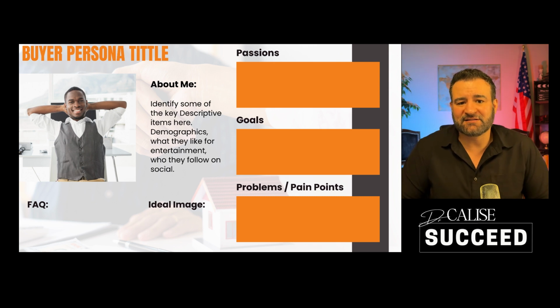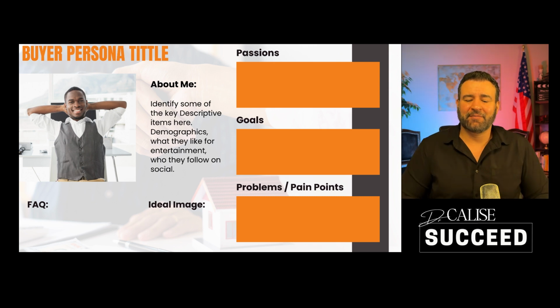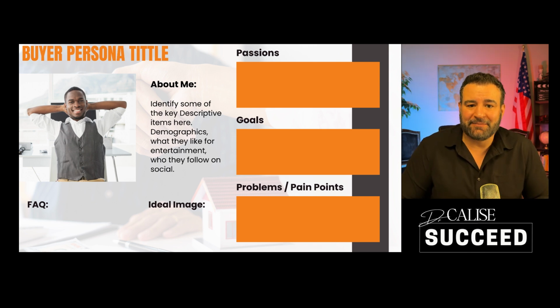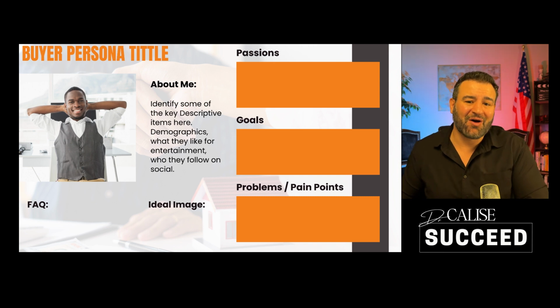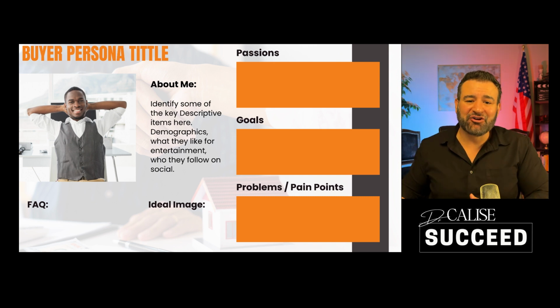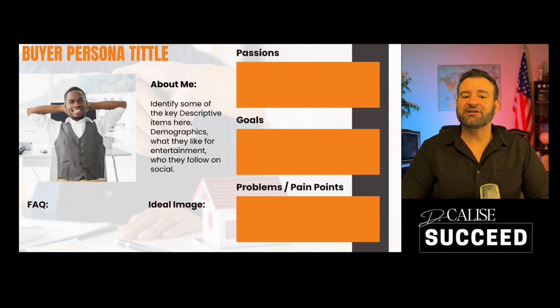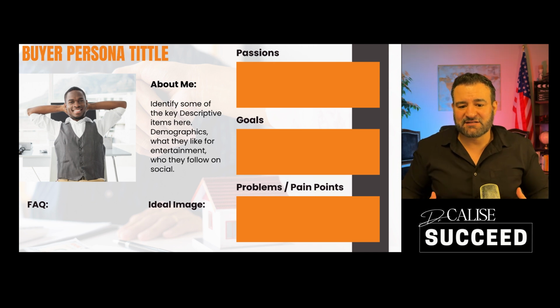Problems, pain points. What's preventing them from reaching these goals? What are their pain points, right? If you're that local gym, maybe it's time. Maybe they don't know how to work out. Maybe they're a new parent and it's challenging to work out with little children, right? What are their pain points?